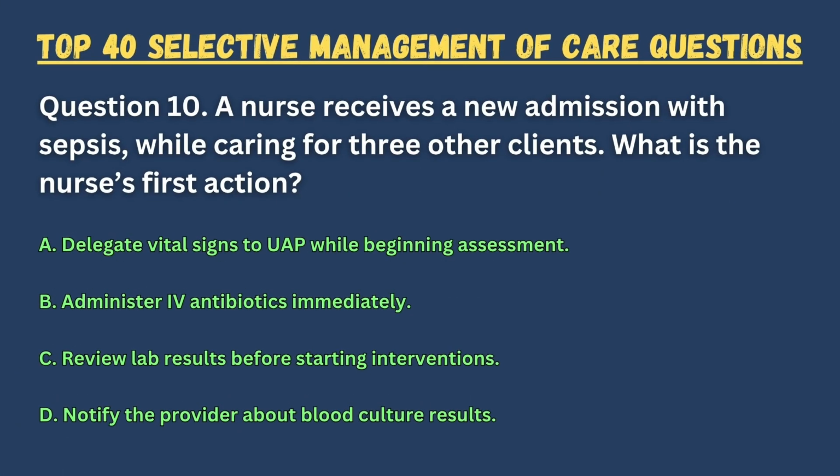Question 10. A nurse receives a new admission with sepsis while caring for 3 other clients. What is the nurse's first action? A. Delegate vital signs to UAP while beginning assessment. B. Administer IV antibiotics immediately. C. Review lab results before starting interventions. D. Notify the provider about blood culture results.